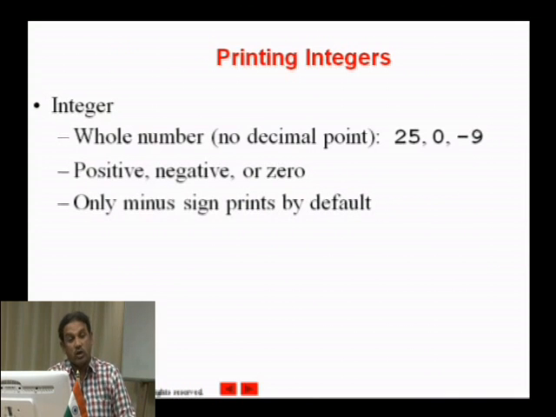First we will be discussing how to display integers, how to print integers. So what do you mean by integers? They are whole numbers, basically no decimal point. Examples: 25, 0 or -9 and so on. Positive, negative, or it may also be 0. Only the minus sign prints by default. So plus 25 will not be displayed, by default it is always positive. Only if it is minus 25, that will be displayed.